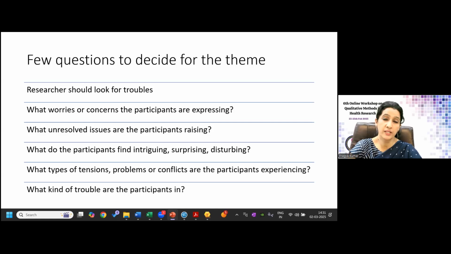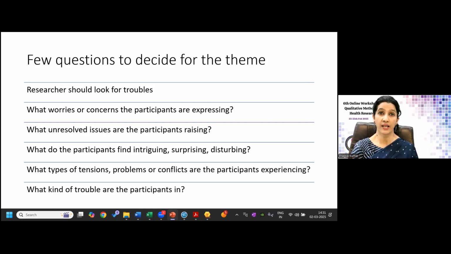Generally it's said in Saldana that you should look for troubles in your data, like what worries or concerns the participants are expressing. In this case, doctor-patient communication, if they are saying that time is less, or the burden is more, we cannot give more than 3 minutes to a patient. So probably from the doctor's point of view this is coming, but again from the patient's point you have to see. So if something is getting triangulated, which is worrisome for all 3 stakeholders, then that definitely can be one of the themes.